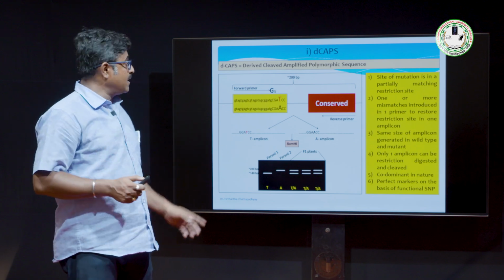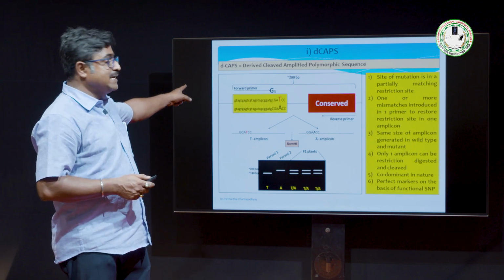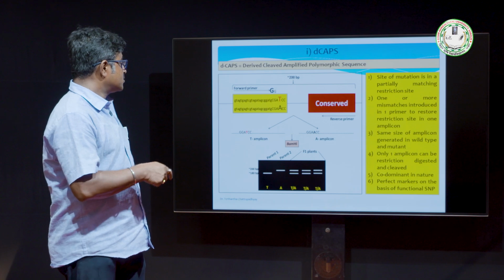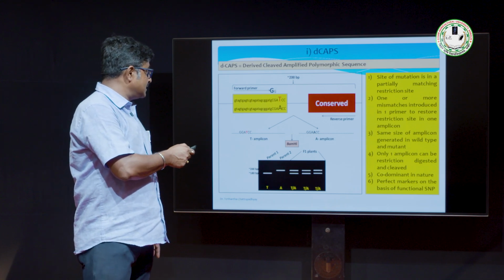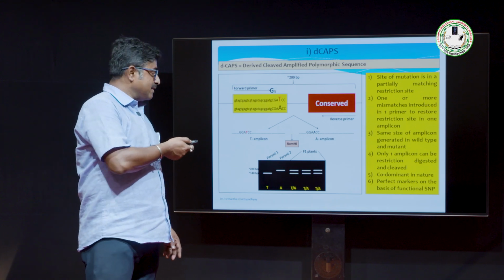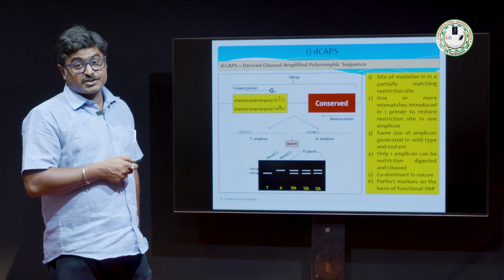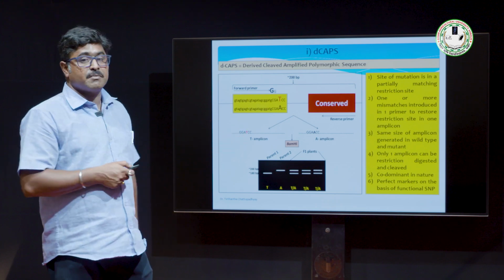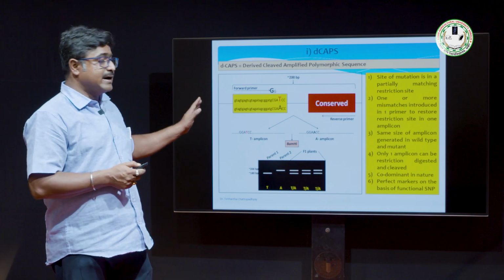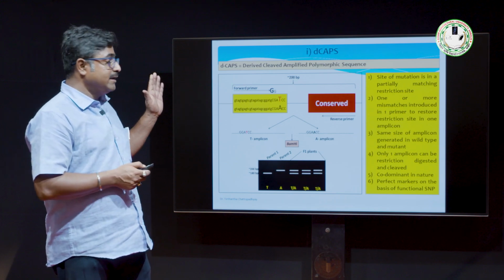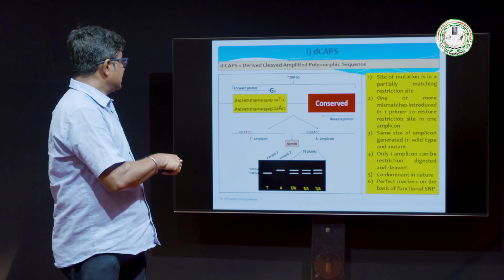Without sequencing, you can predict whether it is a T allele or an A allele, right? So only one amplicon can be restriction digested and cleaved. That gives the nature that it is codominant. It's a perfect marker on the basis of functional SNP. There are several dCAPS markers that have been identified and developed for identifying functional SNPs in genes.